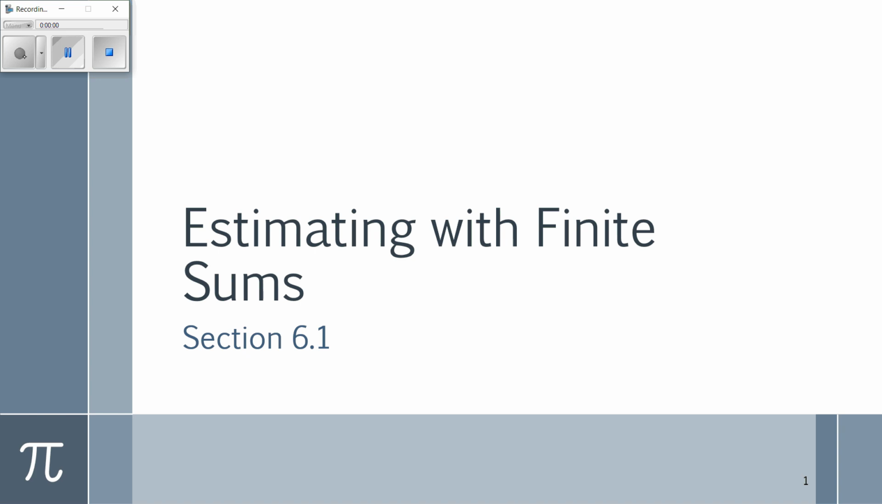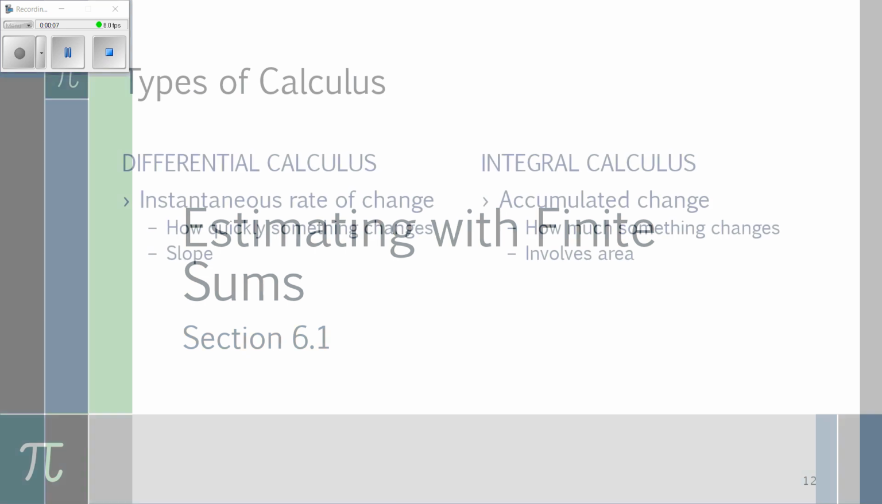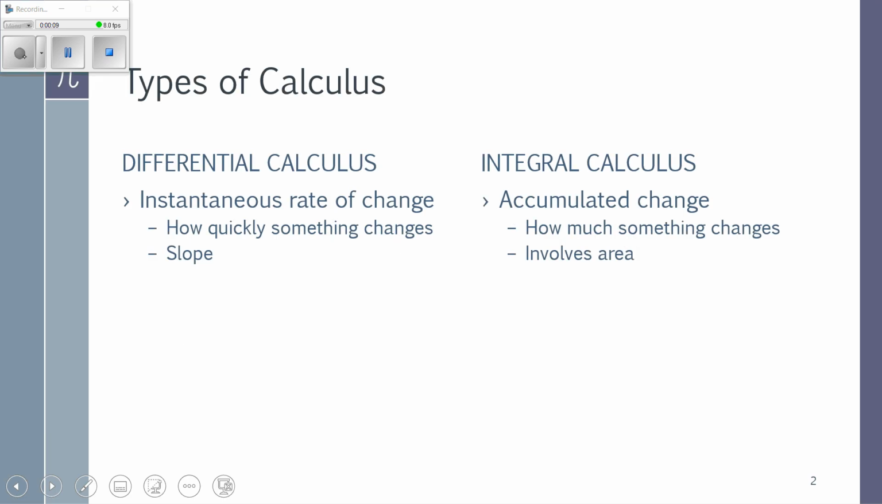So with our next unit here, what we're actually going to be starting is a different type of calculus. What we've spent our entire time working on so far is what's called differential calculus, where the focus is on instantaneous rate of change, or how quickly something is changing. And graphically, this is where we were looking at slopes.